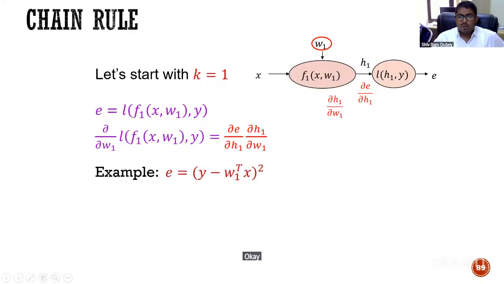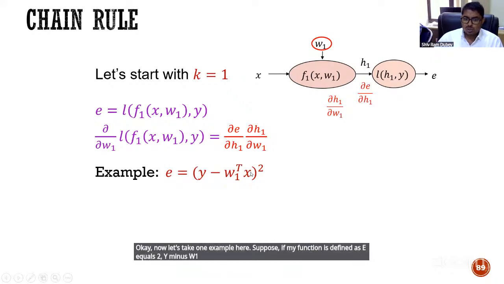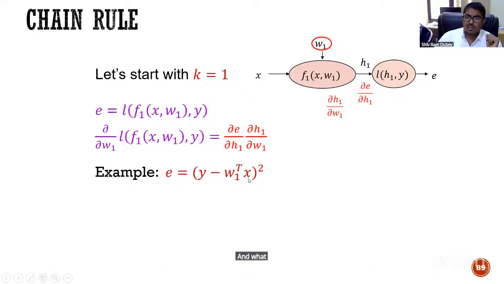Okay, now let's take one example here. Suppose my function is defined as E is equal to (y minus W1 transpose x) squared. Suppose this is my error function, where y is basically the ground truth. And this is not for classification. This might be for a prediction problem, like age prediction. And what is this W1 transpose x? This W1 transpose x is actually the function F1. So F1 is defined like this, W1 transpose x.